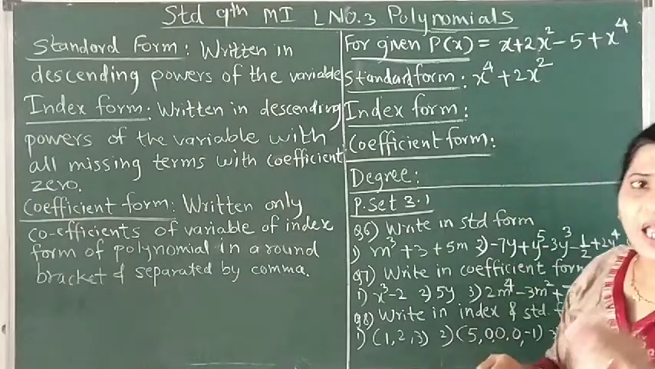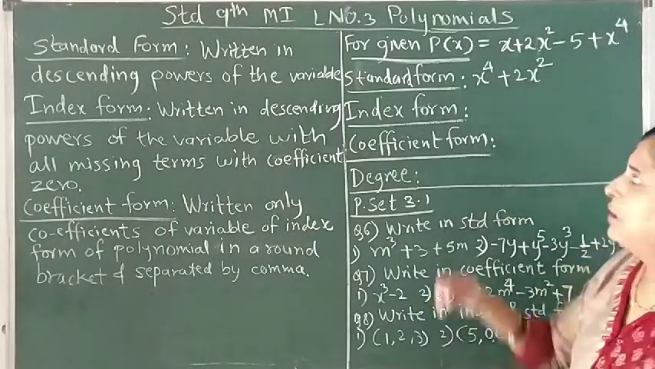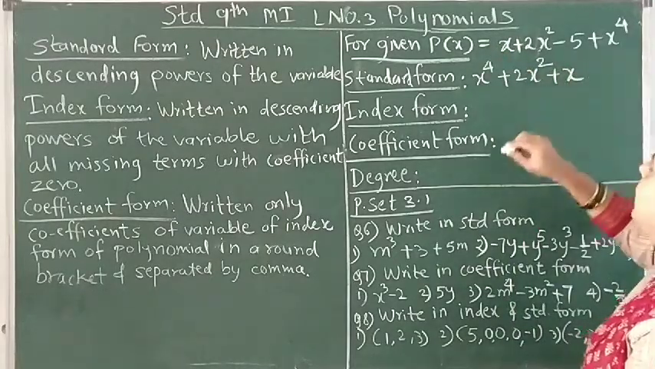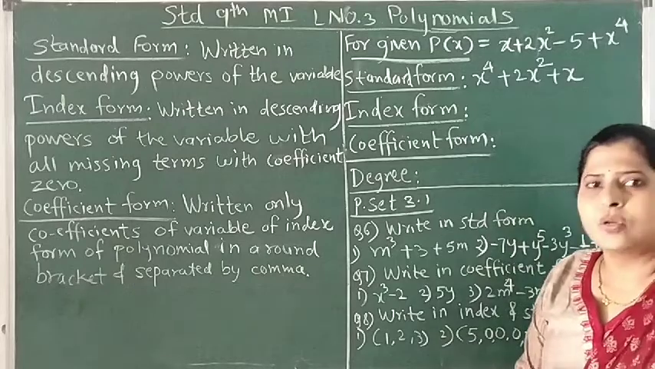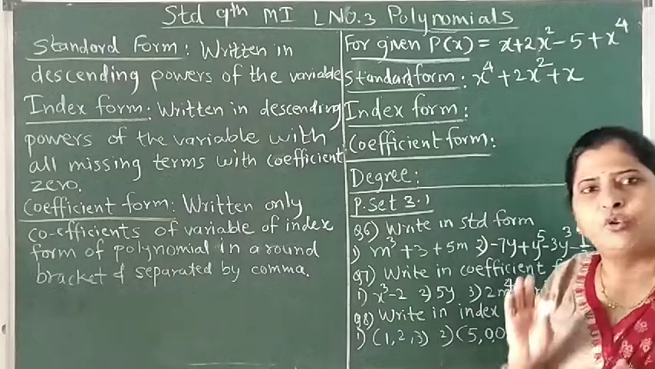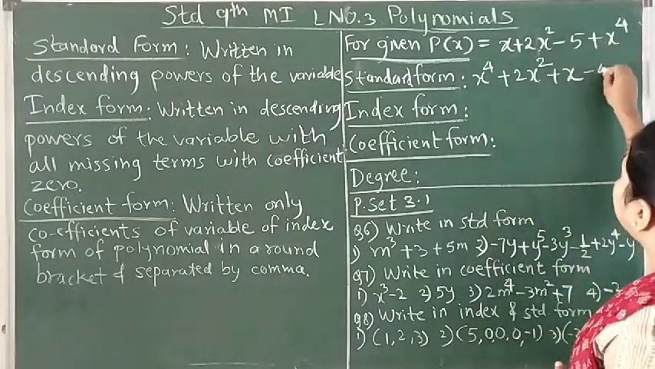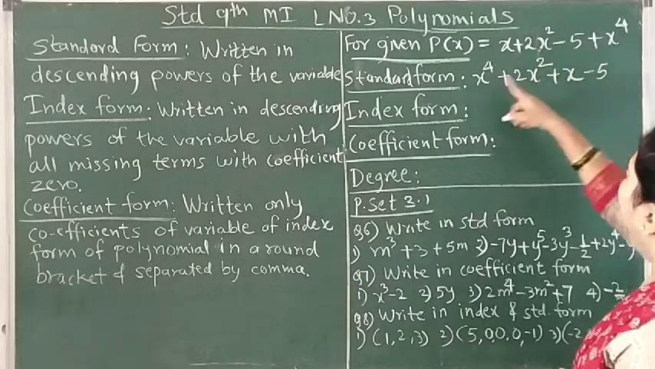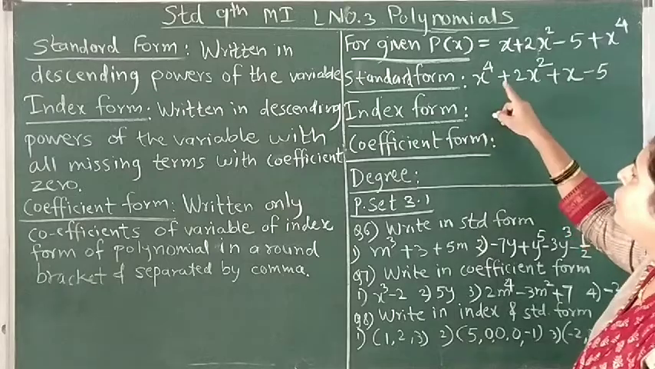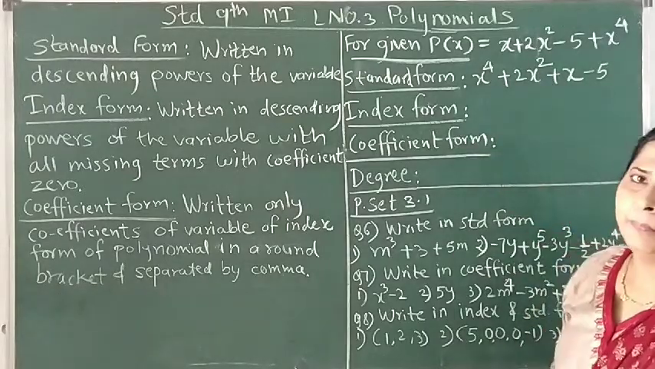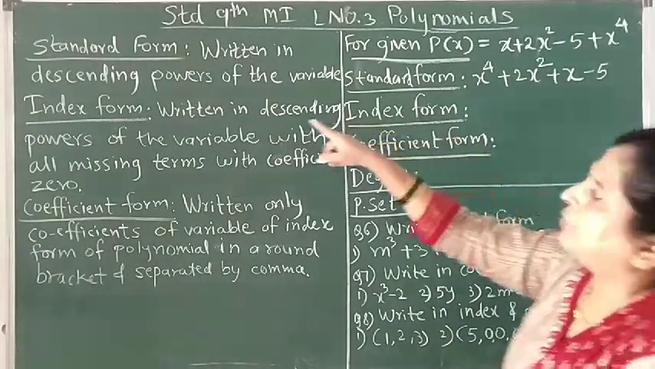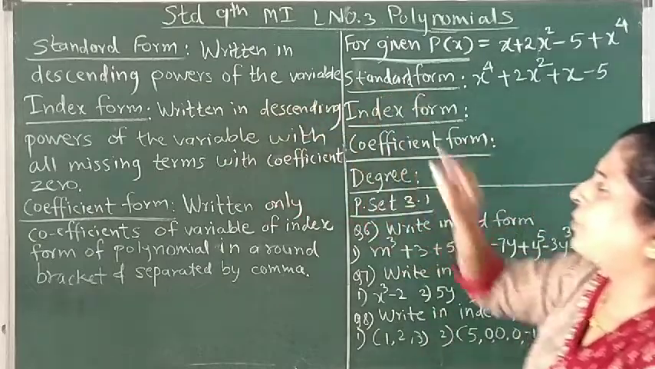After x², we should write the x term, which means x to the power 1. So this is plus x, and then we should write the constant term, that is, the term with no variable or the variable with 0 power. So the constant term is minus 5. So these are the 4 terms we have written in the descending order of the variable. Okay. So we have changed the order of the terms in the given polynomial. So this is called the standard form, where we have written in the descending power of the variable.